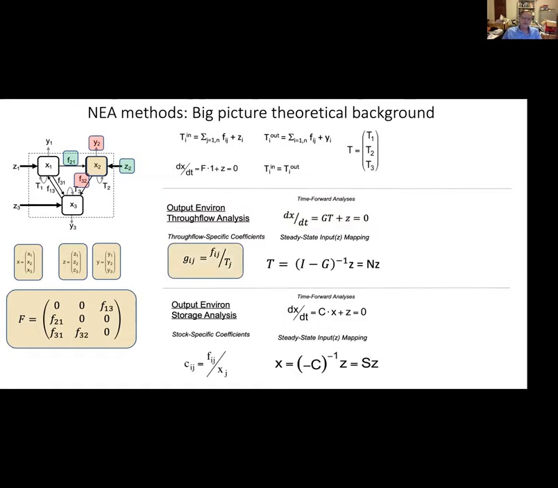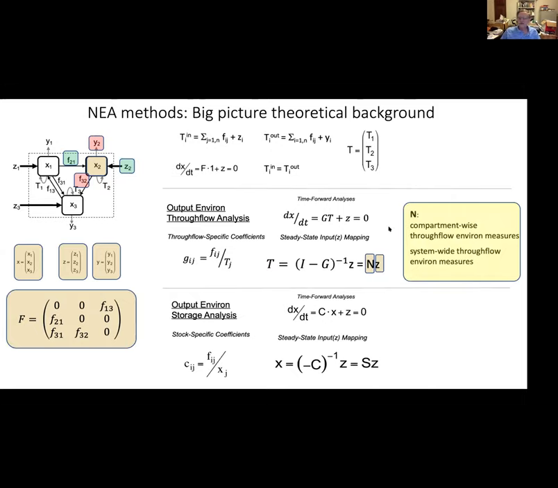To do that, we need a through flow specific coefficient G. In this case, we're going to use the example of G32, which is F32 divided by the through flow at 2, the donating compartment. We can array those into a matrix G, and then we can use that to map inputs, the z here, into through flows to do the analysis. To get that mapping matrix, we have to take the inverse of I minus G, where I is the identity matrix, and that gives us N, which is one of the important resultant matrices from environ analysis. That's going to give us the through flow environ compartment-wise and system-wise measures.